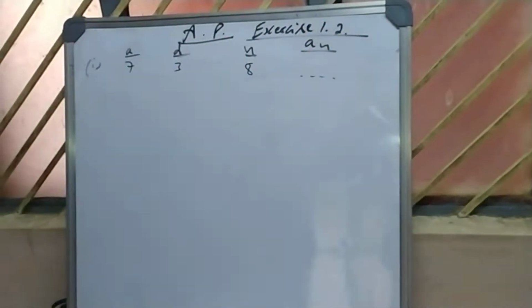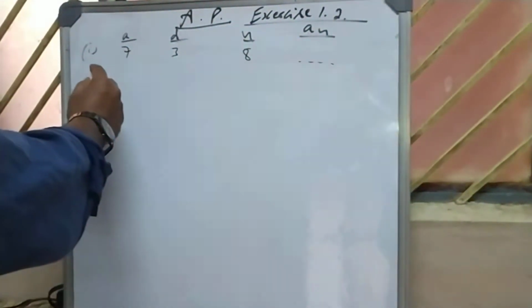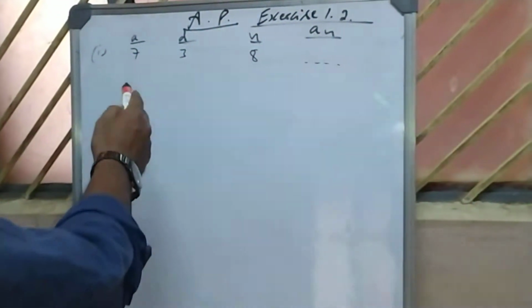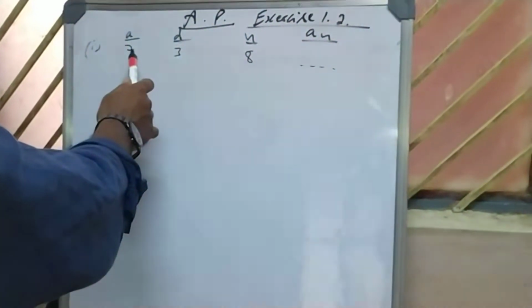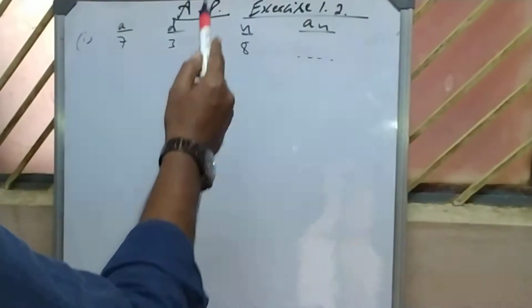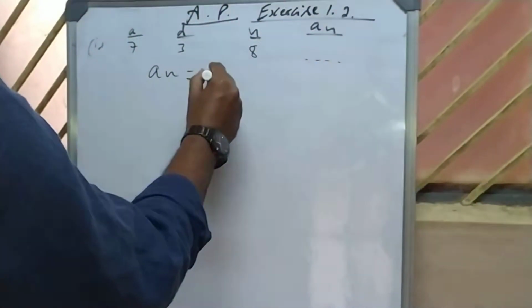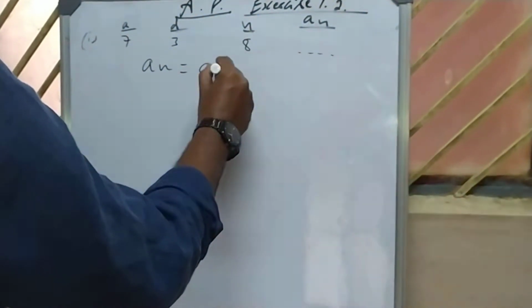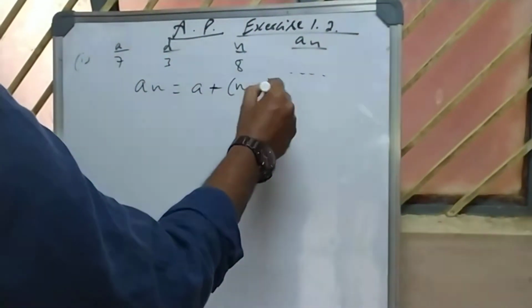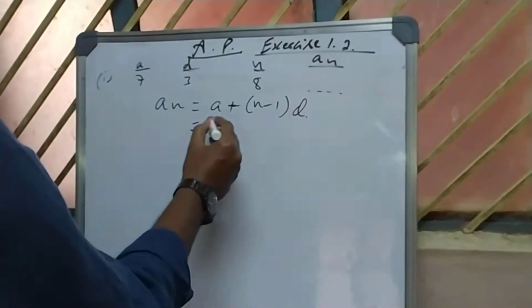In this video we are going to learn about arithmetic progressions, exercise 1.2, problem number 1. As you can see, they have given values for a, d and n, and we need to find out the value of an. We know that the formula to find the value of an is a plus (n minus 1) into d. All we need to do is substitute the values.